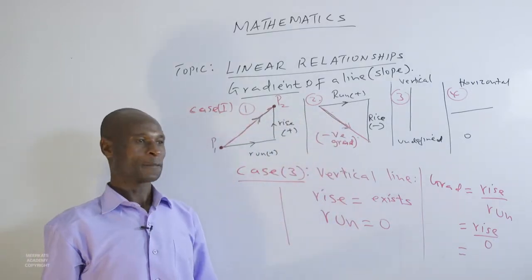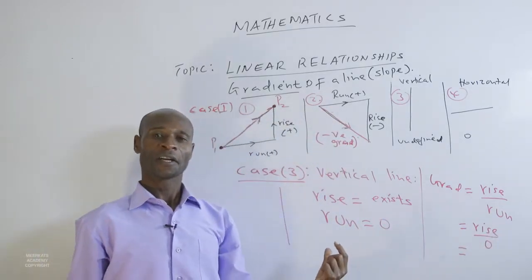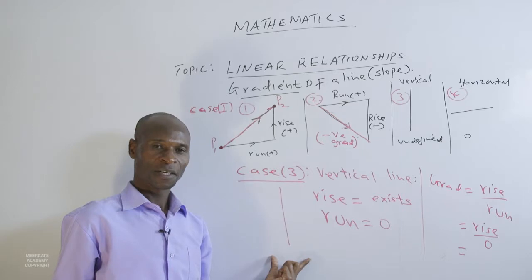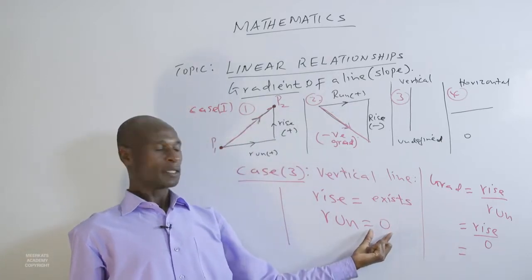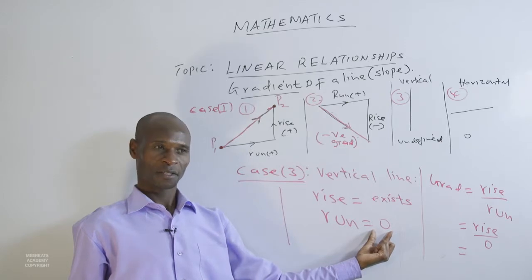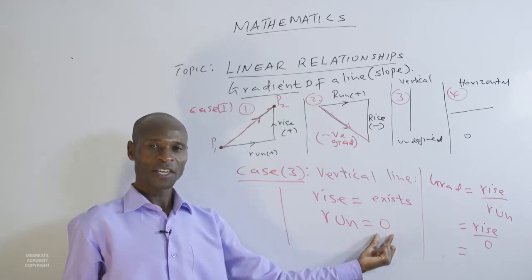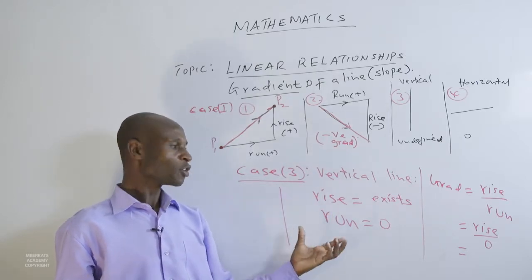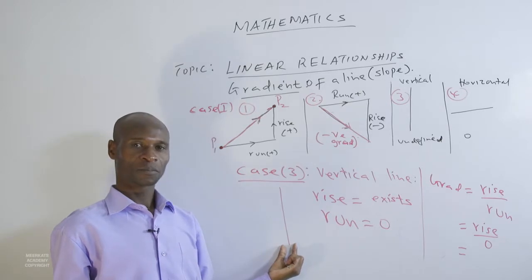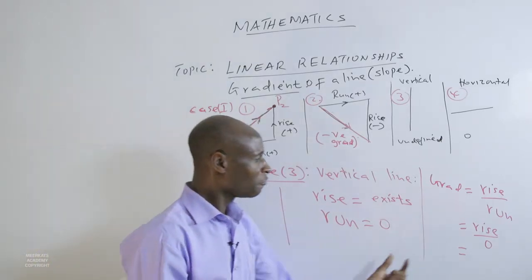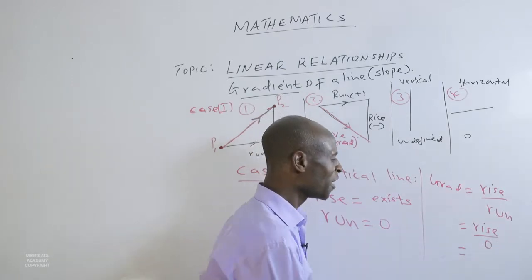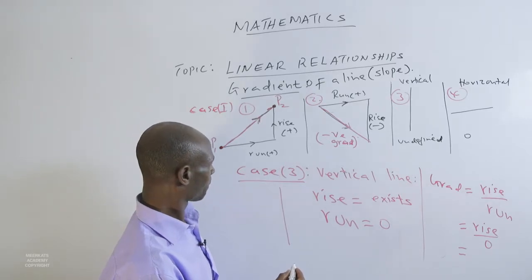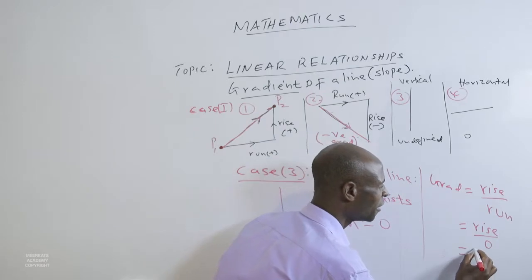you will discover that the rise is existing while the run is not existing. There is no horizontal movement. And therefore, we assign that with a 0 because there is no movement. So a 0 in this case implies there is no movement. There is no change between the 2 points. Therefore, if we take a rise divided by a 0, you find that the result is undefined.